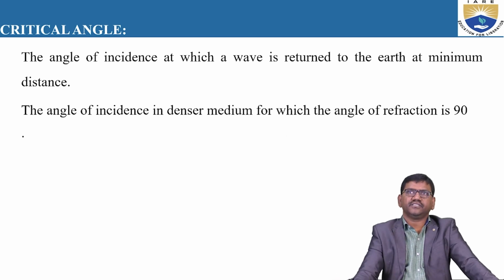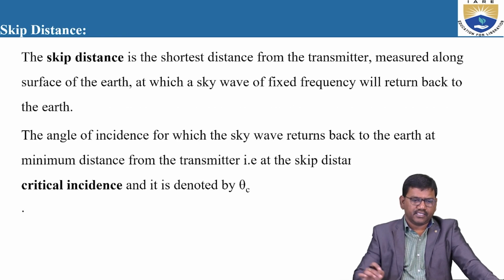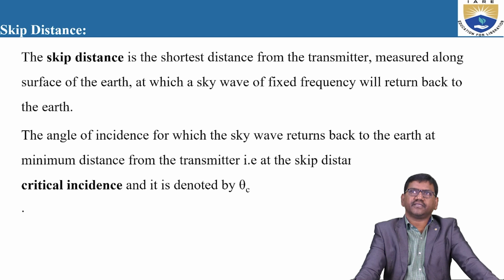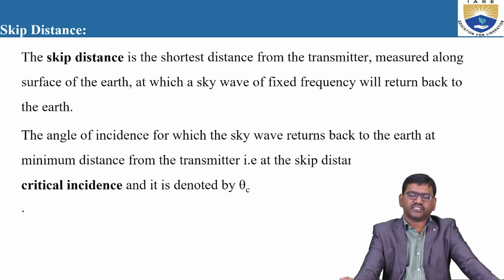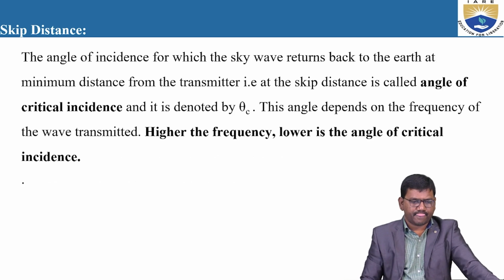Critical angle: the angle of incidence at which a wave is returned to the earth at a minimum distance, we call it the critical angle. Skip distance: the shortest distance from the transmitter, measured along the surface of the earth, at which a skywave of fixed frequency will return back to the earth. So the shortest distance from the transmitting antenna at which a wave is returned to the earth for a fixed frequency, we call it the skip distance.